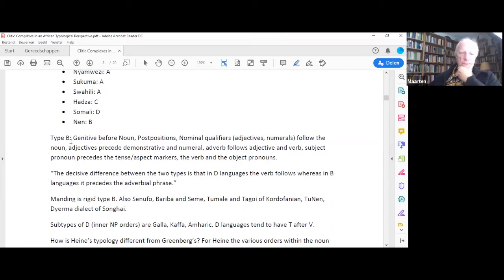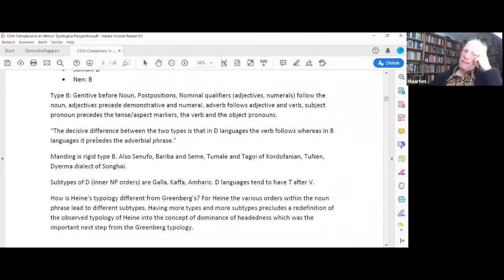Just to let you know, for him, type B, which is the extra one, so to speak, is characterized by the fact that the genitive comes before the noun, whereas the nominal qualifiers follow the head noun. So genitive before the head noun, the nominal qualifiers after the head noun.